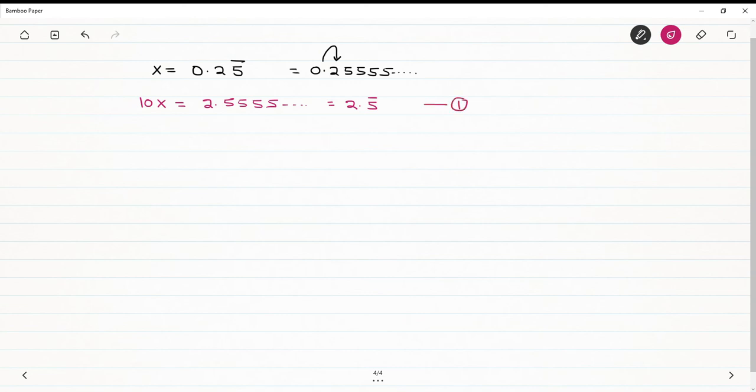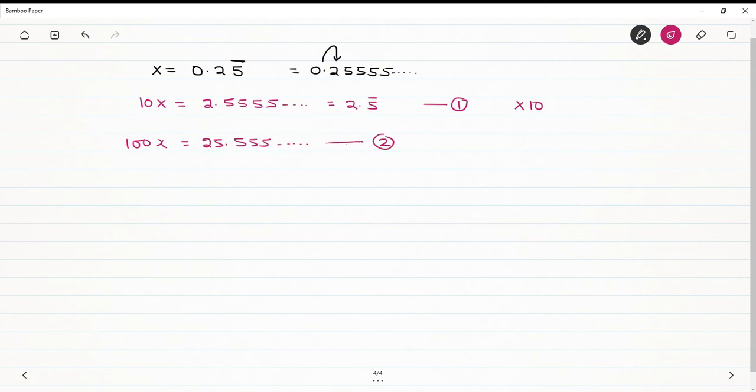Now, if you remember what we did in these type of cases where only one single digit was repeating immediately after the decimal, we multiplied by 10. So I'm multiplying this equation by 10. So 10x multiplied by 10 gives you 100x, and 2.5555 multiplied by 10 will give you 25.555, and it will be repeated continuously. So that's my equation number 2 now.